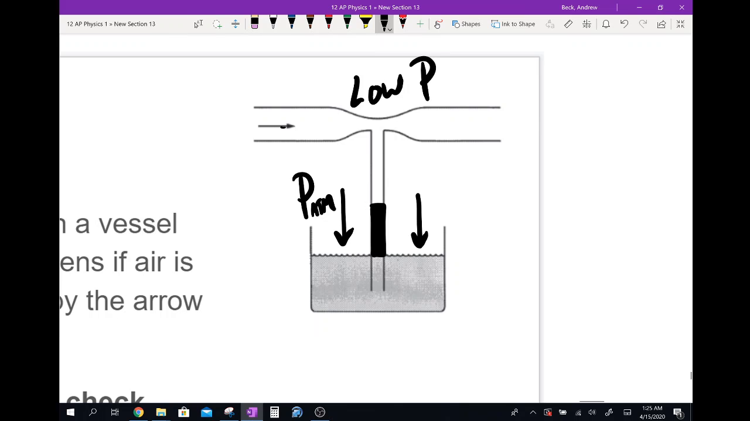So we can be at this nice equilibrium state where our fluid is not moving anymore. But because we have a lower pressure up here, this fluid is allowed to rise until it finds that new equilibrium height.